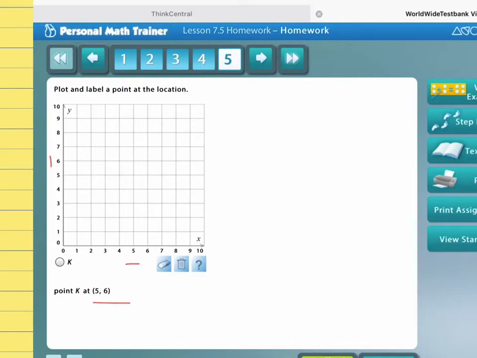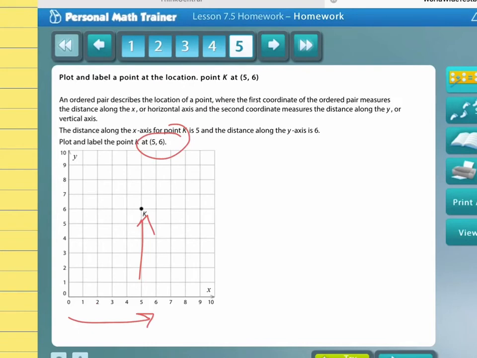Find the location of point K. So it's x, y. It's 5, 6. From the origin, go over 5, then go up 6. Point K is going to be right there. Looking at Think Central, they also show us the answer. Go along the horizontal axis over 5, and then up the vertical axis 6 to get to point K.